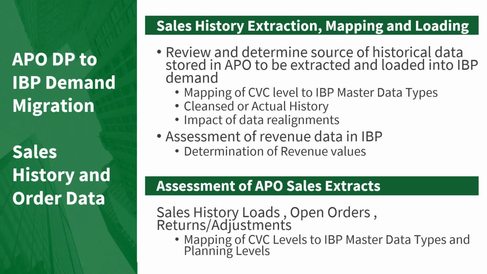And then finally, that'll be the history, and then you need to go forward and look at your assessment of the APO sales extracts. How you're going to manage it: the sales history loads, open orders, returns, adjustments, all those things that come into the sales history, creating your sales history to create a statistical forecast. All of that will need to be reviewed, mapped, and then mapped to your IBP master data types.